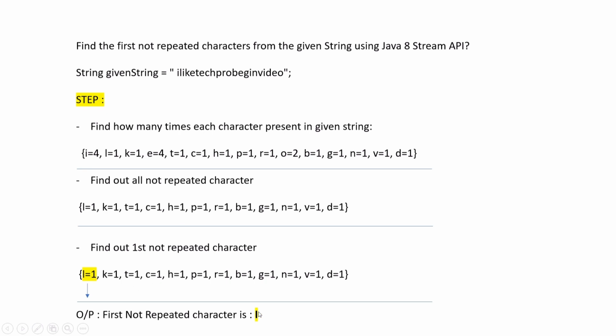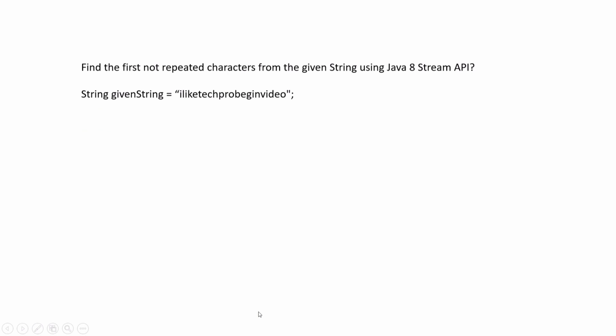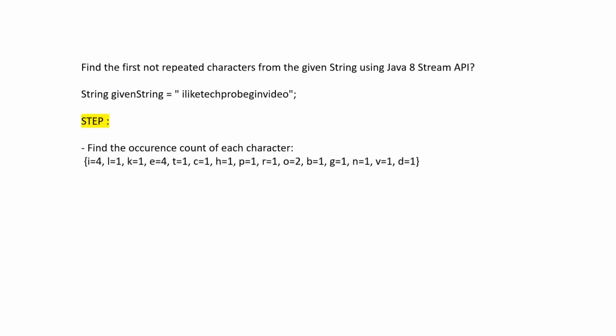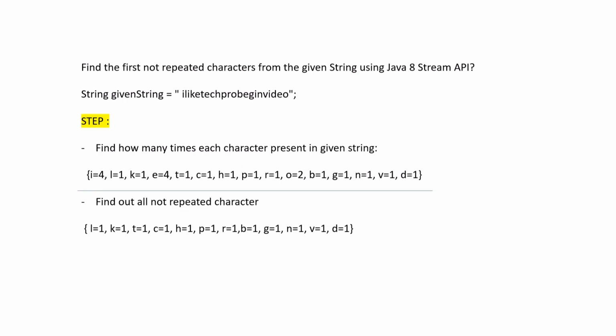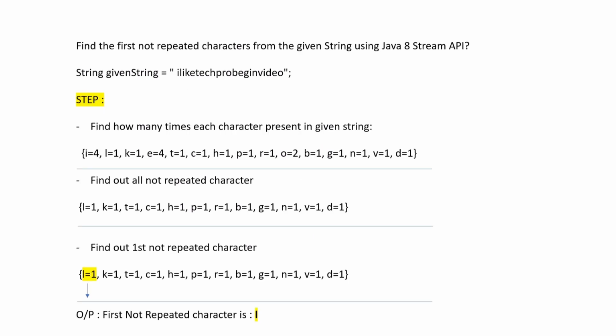In the answer we expect L as the first non-repeated character. So let's see one more time. We got the occurrence of each character. Then in the next step we find non-repeated characters, meaning the characters which are available a single time only. And in the next step we find the first non-repeated character, and that is L. Why do we consider that the first? Because we maintain the order of the characters which are available in the given string, okay. So L is what we expect in the answer.